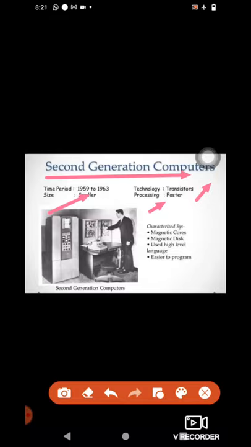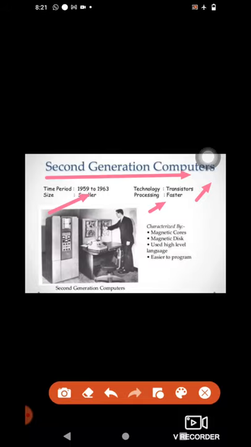And what were these computers characterized by? Magnetic cores, magnetic disk, and they used high level language. It was easier to program. Yes, these were the features of second generation computers.